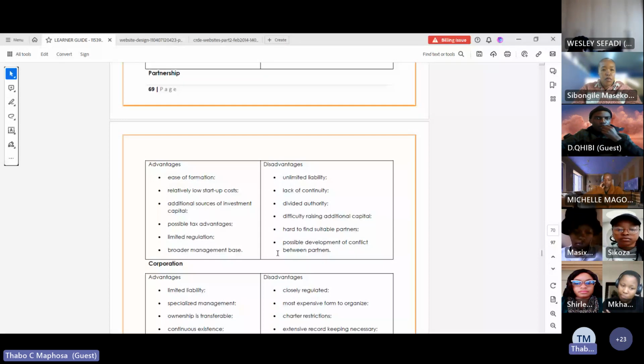And then also possible tax advantages. Chances are limited regulation. There is still regulation, but it's a little bit less compared to these other corporations there. And then broader management base.